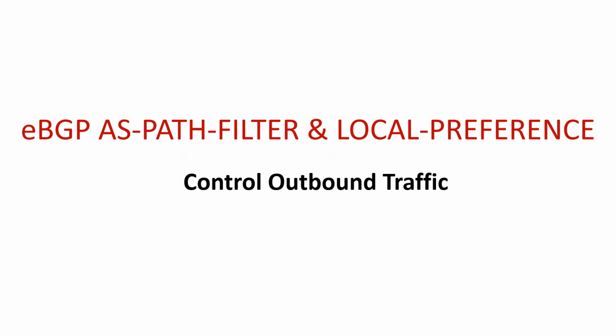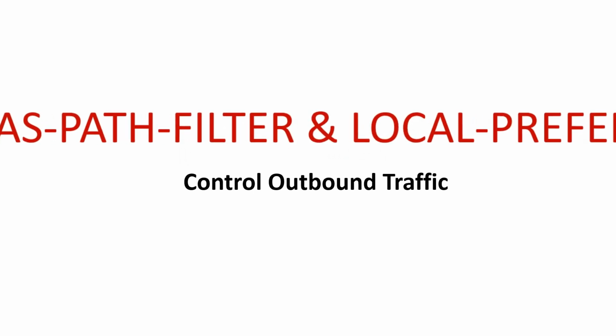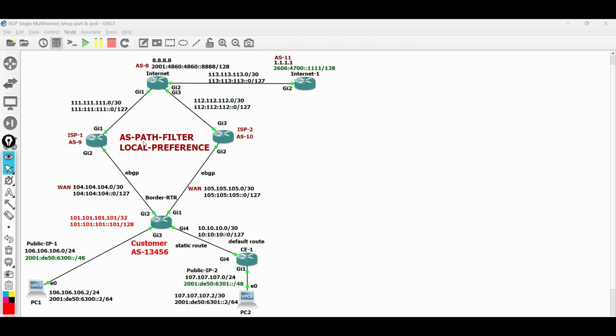Today in this video, I will show how to configure BGP AS path filter and local preference to control the outbound or request traffic.